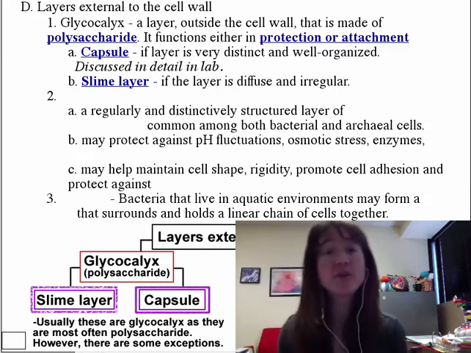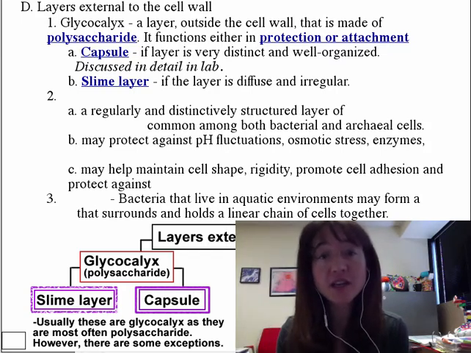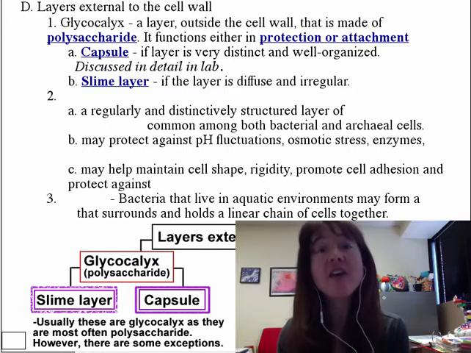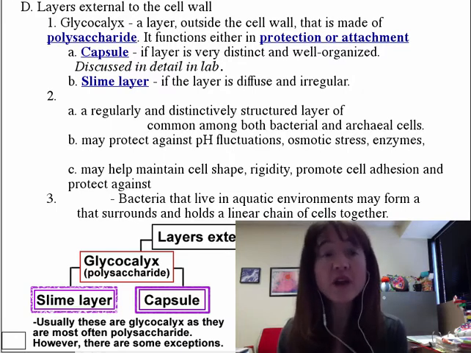It can also prevent hydrophobic toxins from getting in. Thomas will be interested to note that it can also protect from viruses binding, adhering, and being able to inject their nucleic acid. So there's a lot of protection afforded by capsules and slime layers.